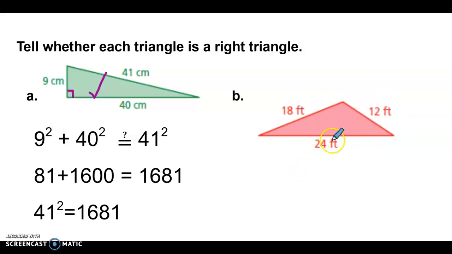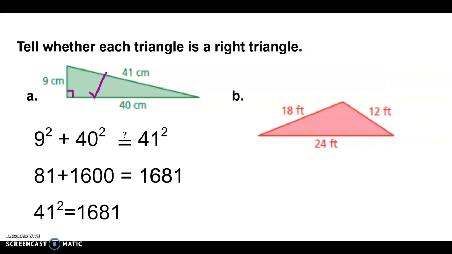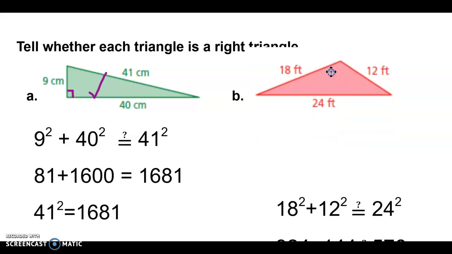18, 12, and 24. I see that 24 is the longest side, so that one's where I'll put my hypotenuse. Is it true that those give me a right triangle also? If I were to use this formula, would I get a right triangle for this one?